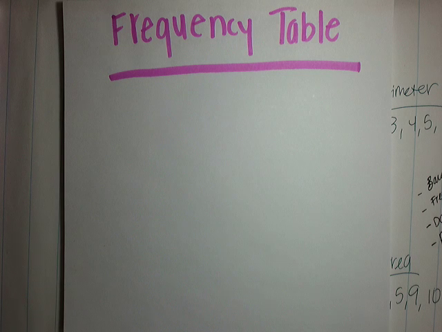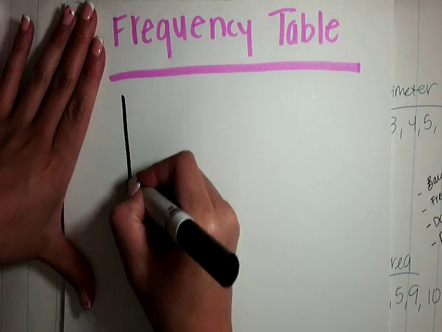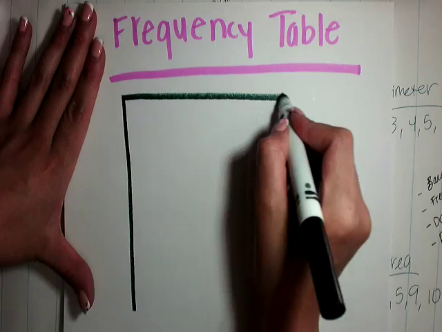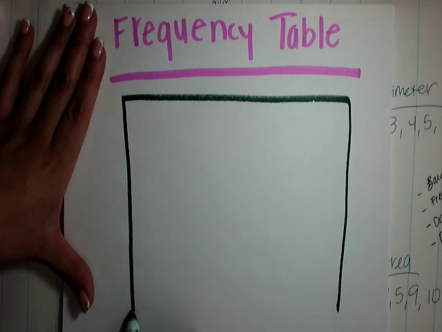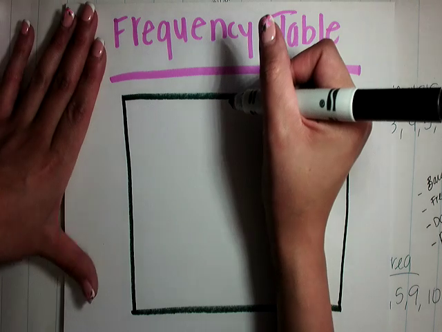Alrighty guys, so we've talked about data this week and we talked about bar graphs yesterday. And today we're going to be talking about frequency tables, okay? So when we think about a frequency table, it is basically just a way for you to take all your data and organize it into a nice table. When you make a frequency table, it's typically going to look like this. It's just going to be like a T-table, if you've ever had to make one of those.